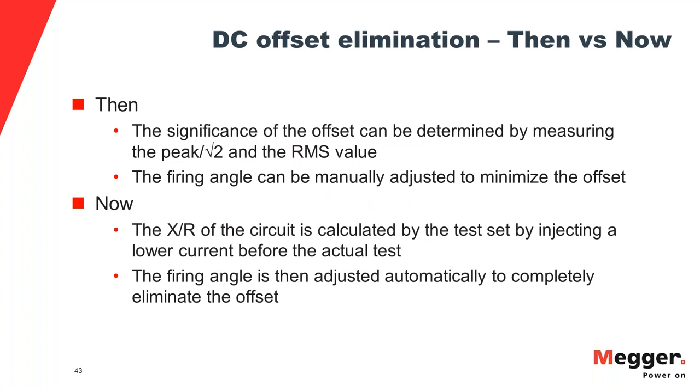So the way to deal with this situation, if you have a test set using traditional technology, is you would look at the peak by root 2 and the RMS value, and then you would change the firing angle on the test set, look at the peak by root 2 and the RMS value again, see if the difference has increased or decreased. So you would play around with the firing angle repeatedly until you arrive at a point where the difference between the peak by root 2 and the RMS value is at a minimum. And that would be the firing angle which would work the best for you, and then you can proceed ahead with the test that you're doing.